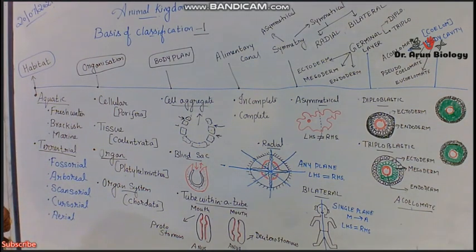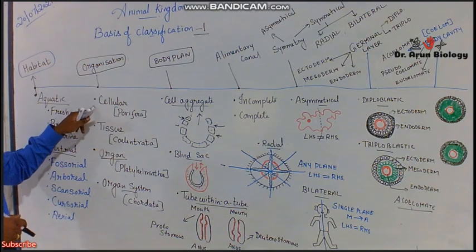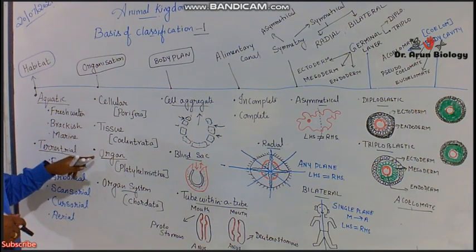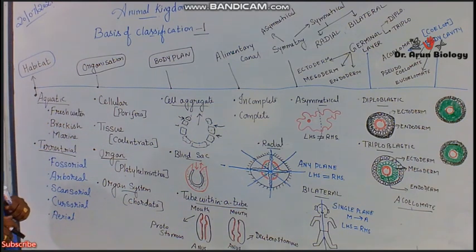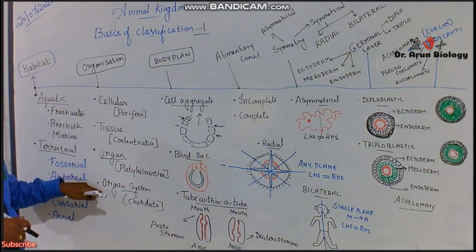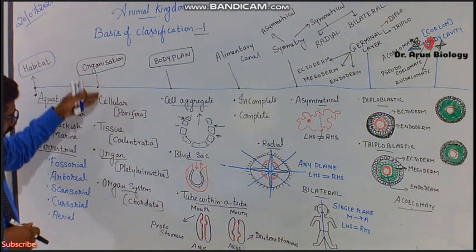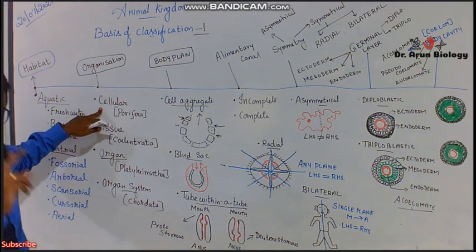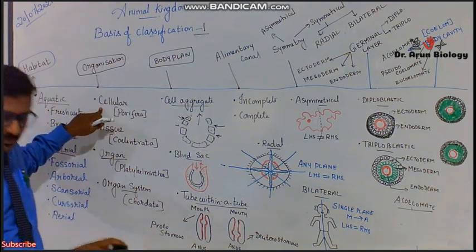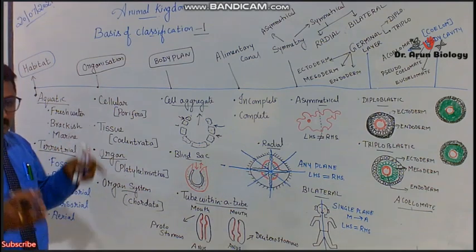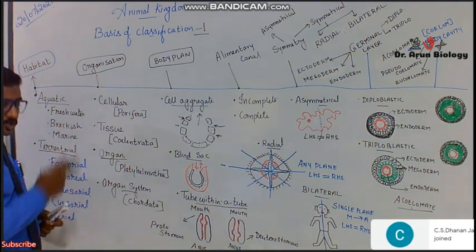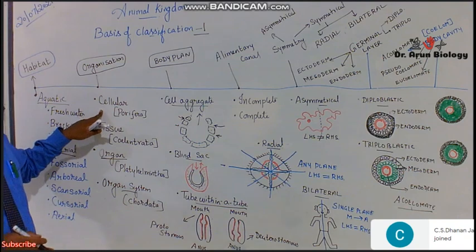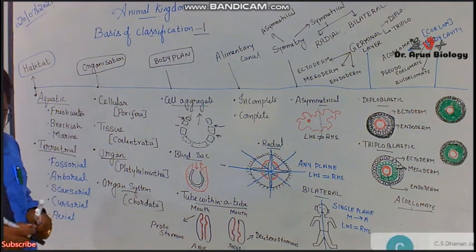Next is the levels of organization, where we have the cellular level of organization, tissue level of organization, organ level of organization and organ system level of organization. Though all of them are multicellular, even cellular organization is exhibited by multicellular organisms, where all the cells are grouped together but every cell performs an individual function. They are called cellular organization.